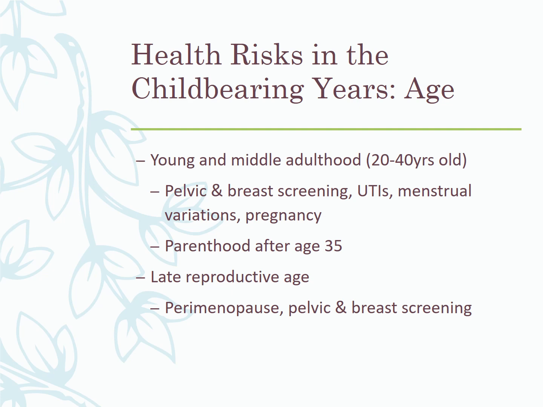So, health risks in the childbearing years, we're looking at age. Ages 20 to 40, women may use their OBGYN as their primary care doctor, because they're going to her or him for contraceptive needs, pregnancy needs, or menstrual problems. It can be some stress-filled years, though, of juggling family, home, and career, causing multiple stress-related illnesses. Promotion of a healthy lifestyle is important.